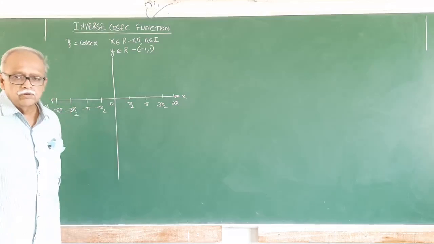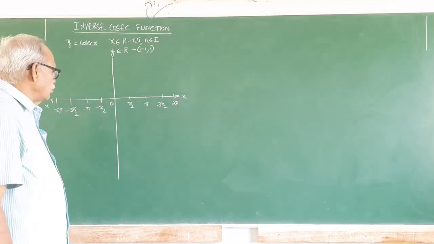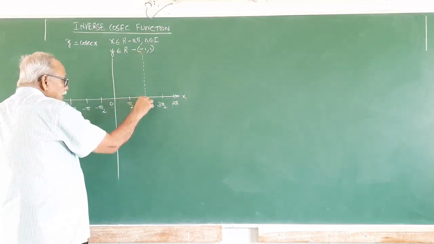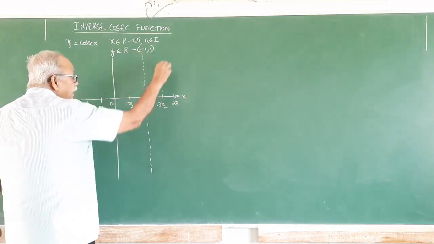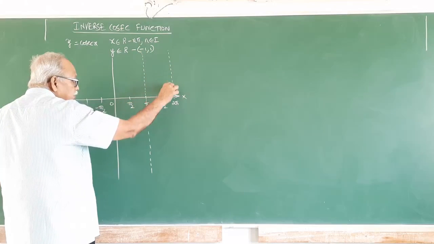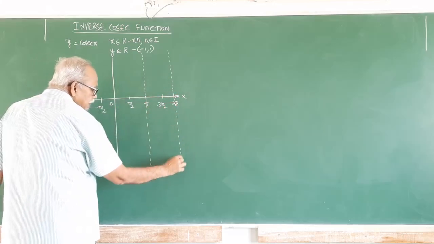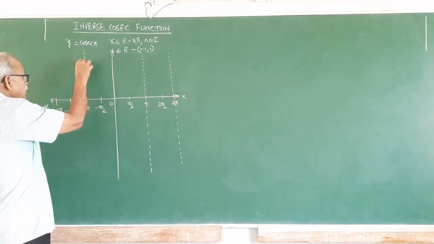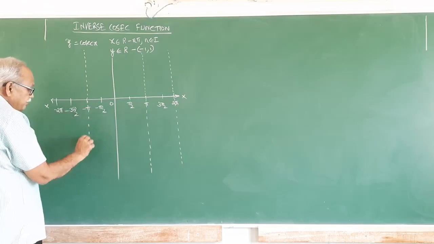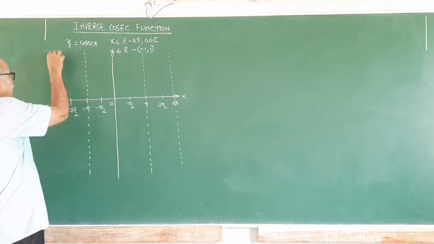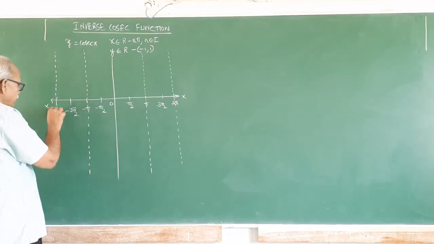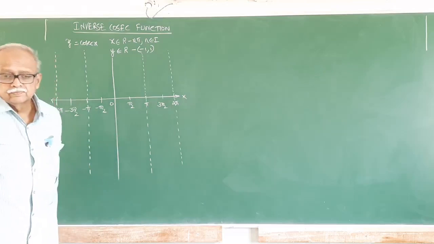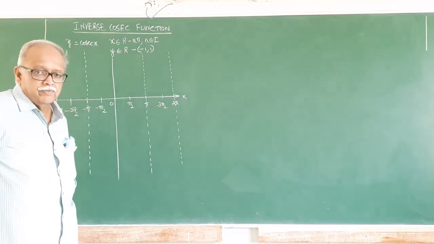Okay, now let us see. Cosecant x does not exist for integral multiples of pi. I have put a dotted line there. All of you should know how I am drawing the graph of cosecant x. You see, cosecant of minus pi is also infinity, and likewise for integral multiples of pi, 2 pi, minus 2 pi. So here I am going to draw the cosecant x graph.